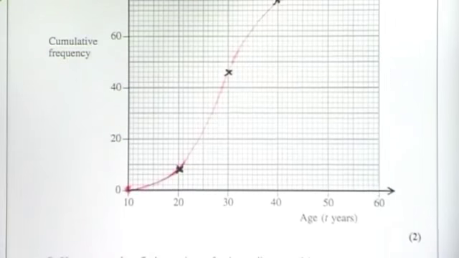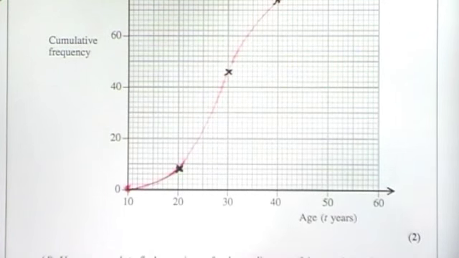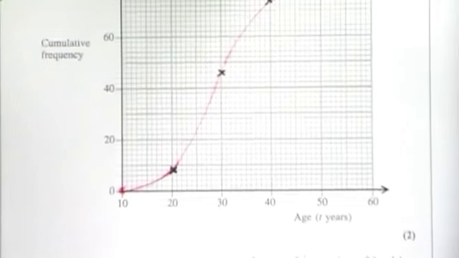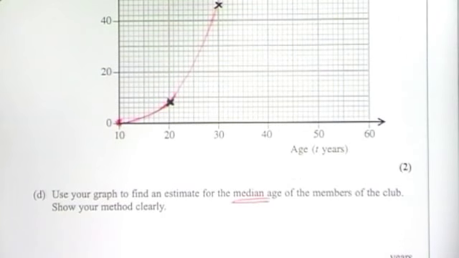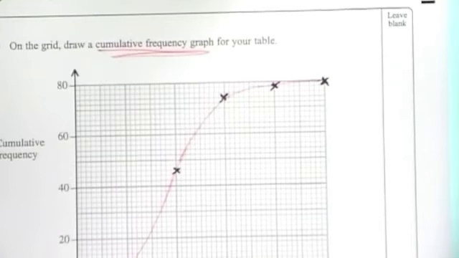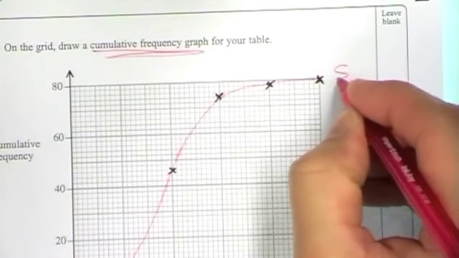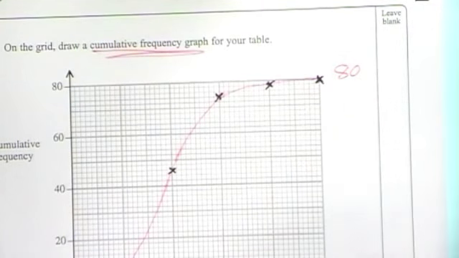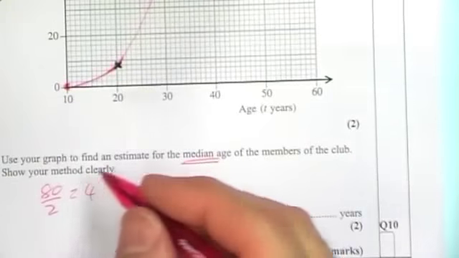Then it says use your graph to find an estimate for the median. The median is the middle value. What's the total number of values? We look at the graph and the total number of values up here is 80. So the median is going to be 80 over 2, the halfway point. With cumulative frequency, we don't do 80 plus 1 divided, but we can just do 80 divided by 2. It's not going to make a lot of difference on the graph. So 80 over 2 equals the 40th value.